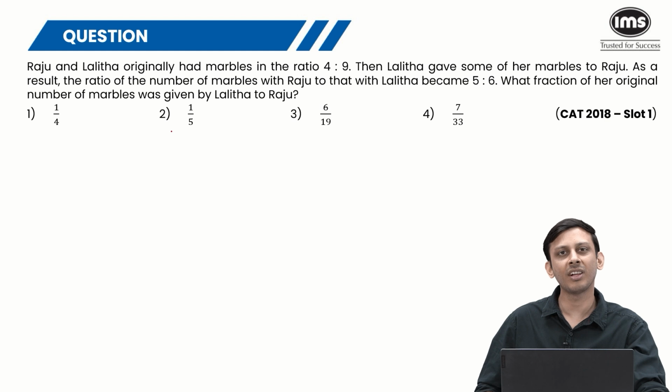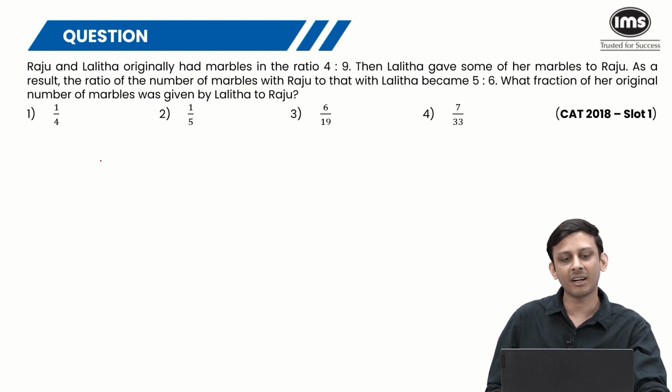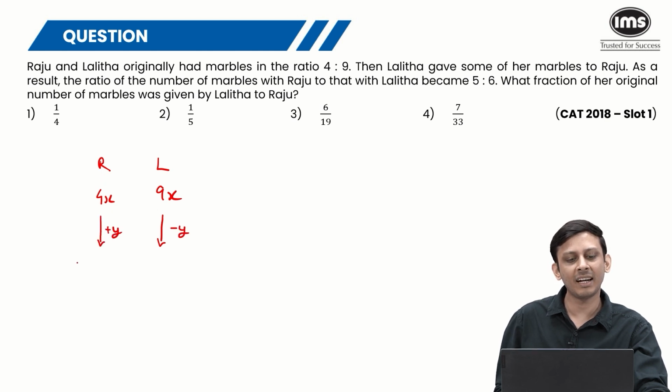So if you look at the traditional way of solving it, that would involve variables. We'd start with Raju and Lalita's original number of marbles, 4:9, so we can take that as 4x and 9x. And whatever Lalita is giving to Raju, we can take that as y. So Lalita's number of marbles will be decreasing by y and Raju's will be increasing by y. Raju's marbles at the end will be 4x plus y and Lalita's will be 9x minus y.